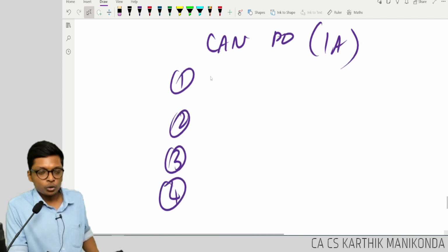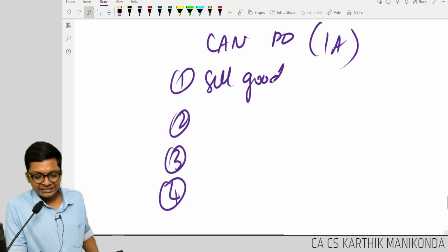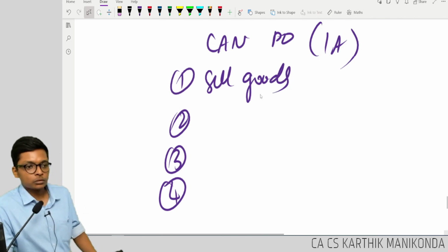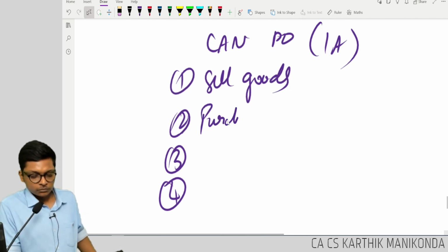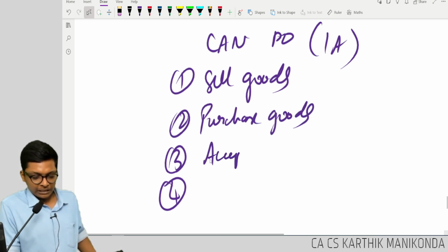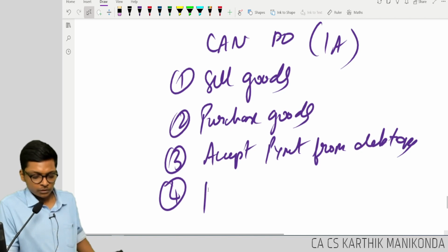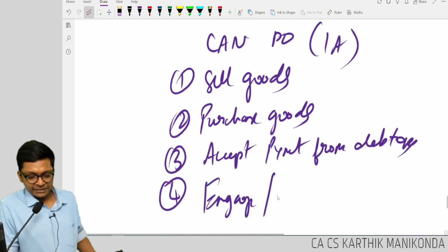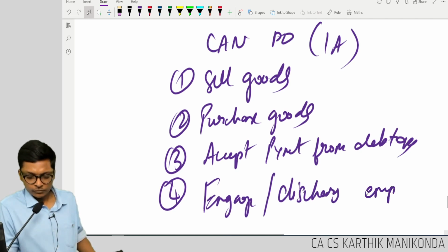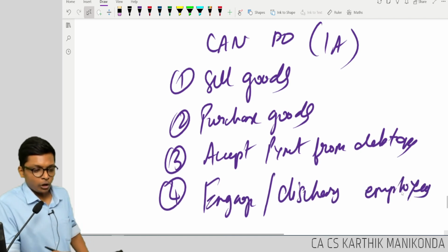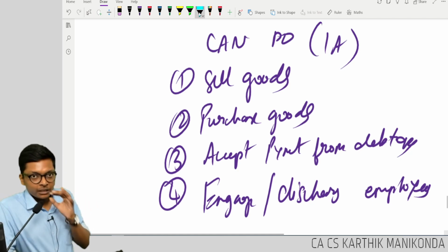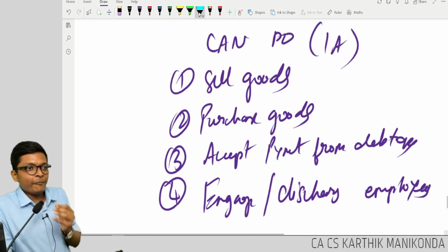He has right to sell goods, right to purchase goods, then accept payment from debtors and engage in discharge. That's it. That's all. Follow, guys. Implied authority. If everybody is silent, you have basic rights.